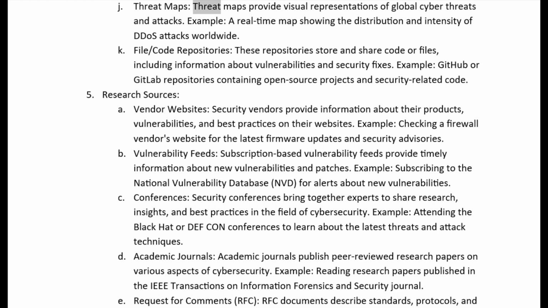Threat maps. Threat maps provide visual representations of global cyber threats and attacks. Example: a real-time map showing the distribution and intensity of DDoS attacks worldwide.